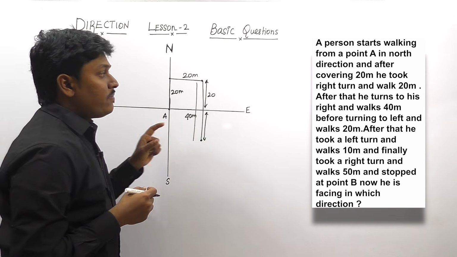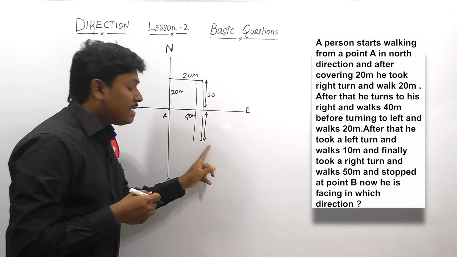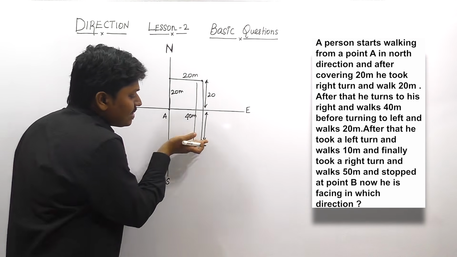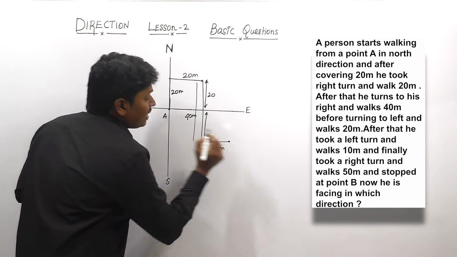Next point, friends. Before turning to his left, he walks 20 meters. Friends, listen carefully. From here, he turns left and walks 20 meters. So we can say that left hand side will be this side and he is covering 20 meters. And finally, he is at this point.